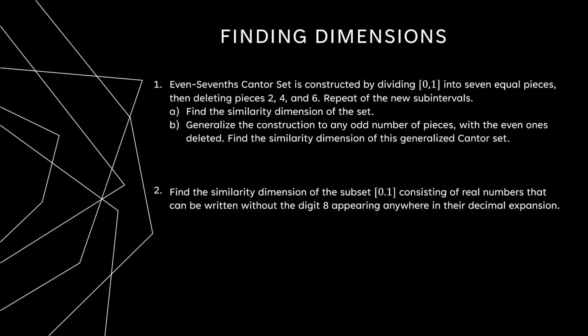The other one that I thought was cool was just a little bit more abstract. Finding the similarity dimension of the subset of the closed interval 0 to 1 consisting of real numbers that can be written without the digit 8 appearing anywhere in their decimal expansion. This one took me a little bit, but it was actually pretty cool. And you can get really abstract if you start thinking about just those kinds of things.